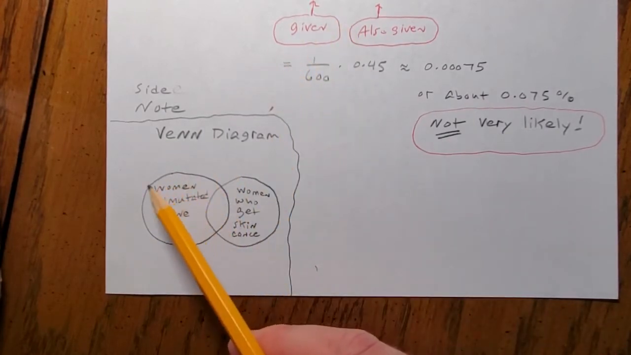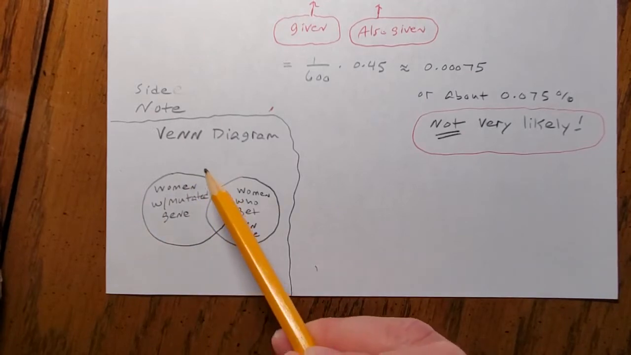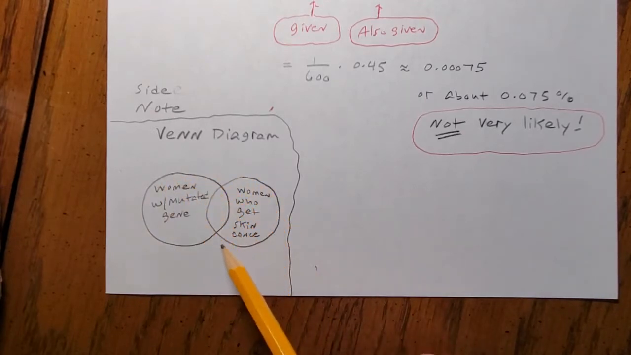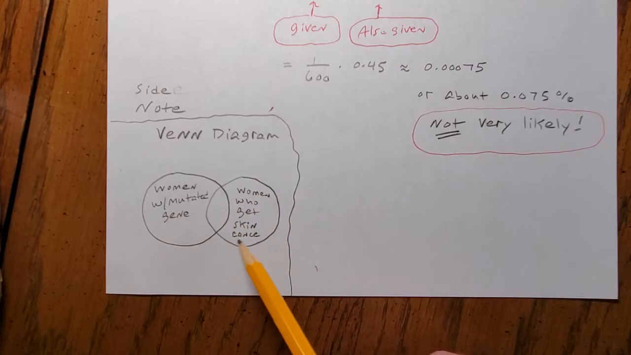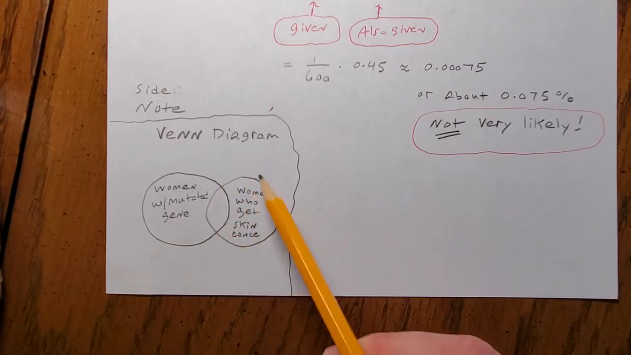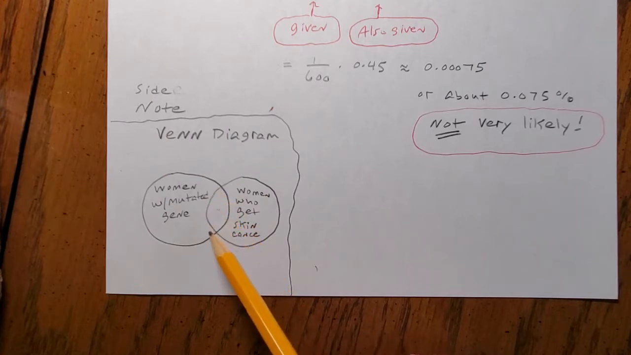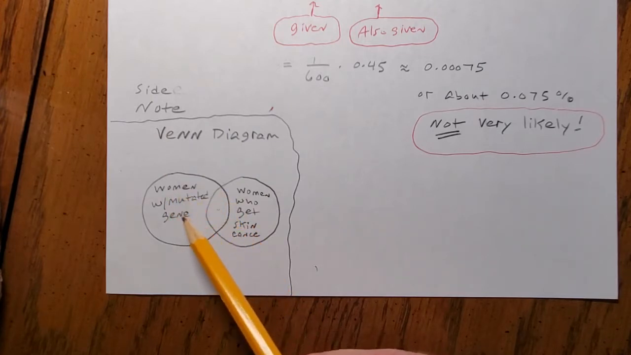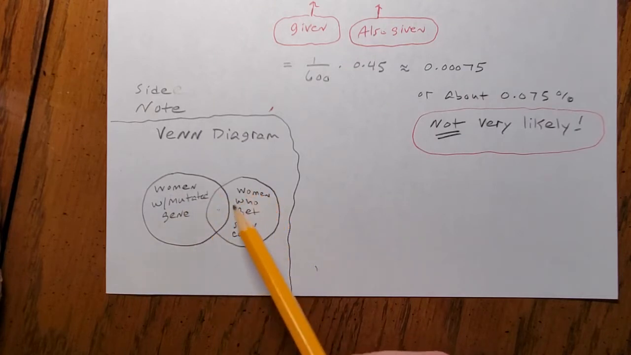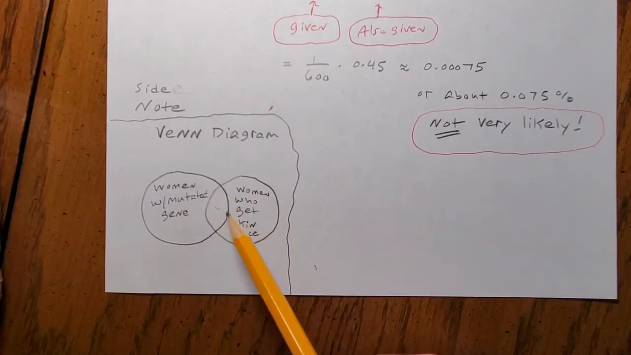So there's women with the mutated gene, that's what this circle is. And then women who get skin cancer, that's what this circle is. And so it helps you think about it because there's some overlap. Like this part right here, it represents the fact that there are women with the mutated gene that also get skin cancer. That's what this overlap is.